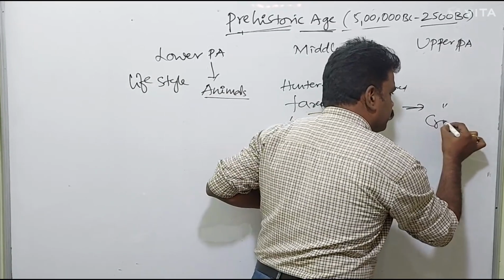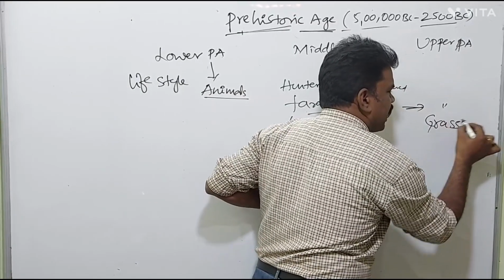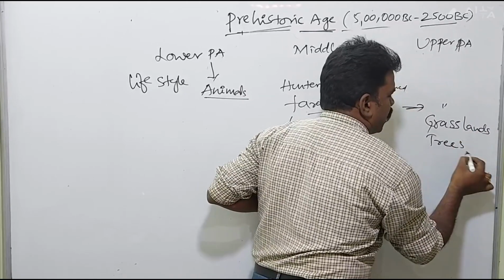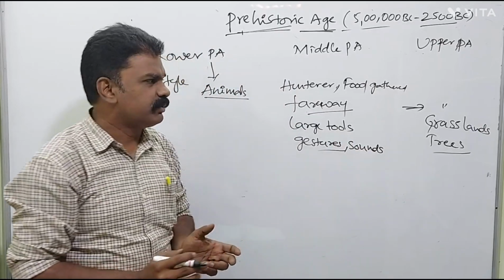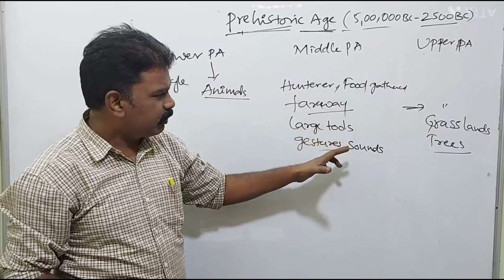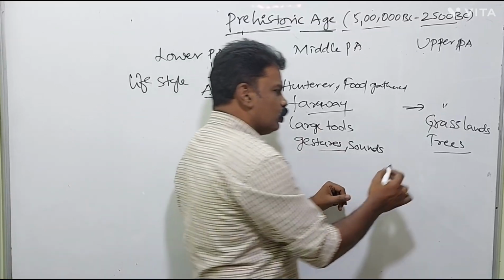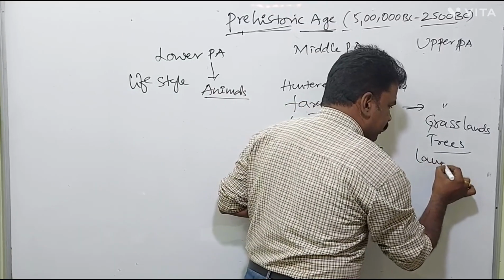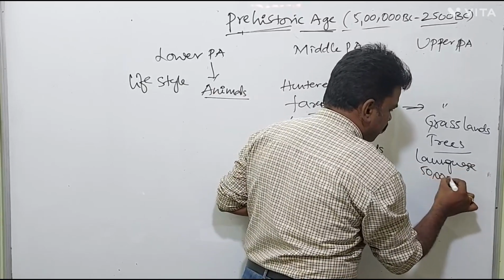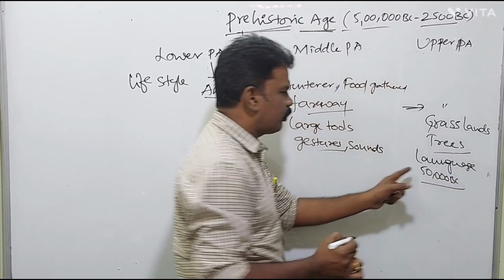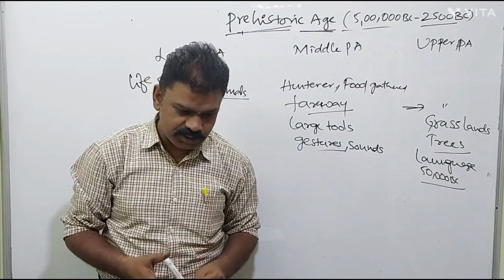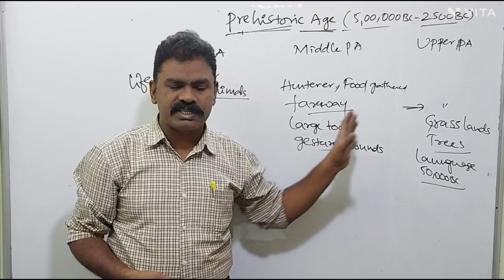Grass started, the grasslands and trees. The atmosphere changed. With the grassland and trees starting, humankind slowly moved from gestures and sounds, and language started here. Around 50,000 BC in the world context, language started. Communication started. So like this, some progress occurred.